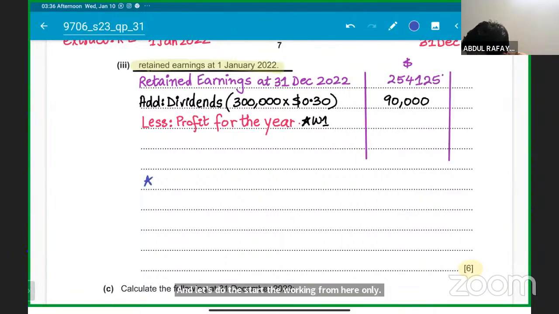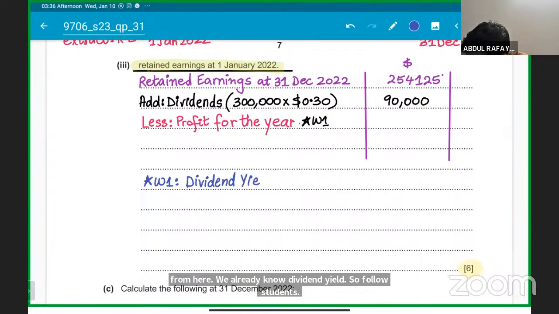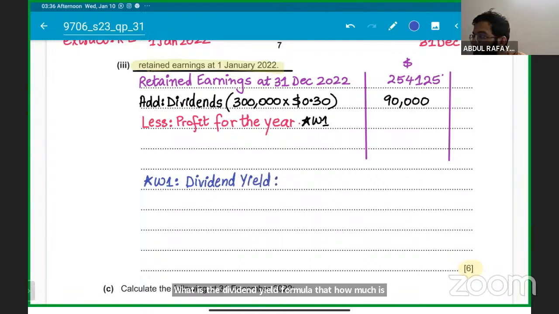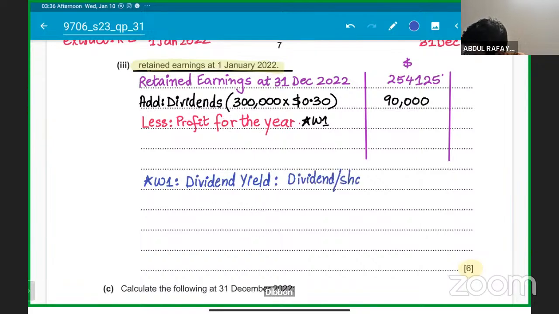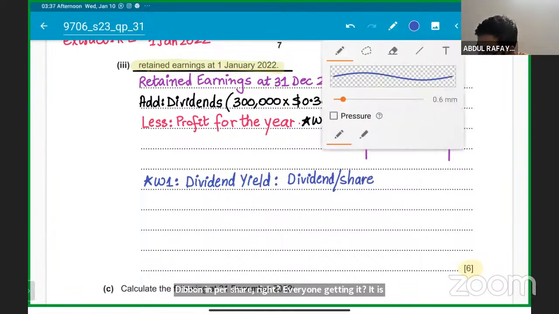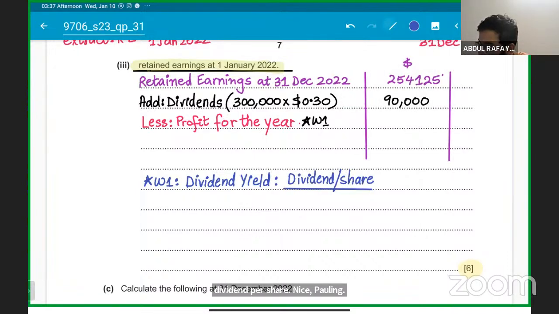Closing balance, working number one, we can start from here. We already know the dividend yield. Students, what is the dividend yield formula? It shows how much dividend is paid in terms of percentage. It is dividend per share divided by the market value per share.